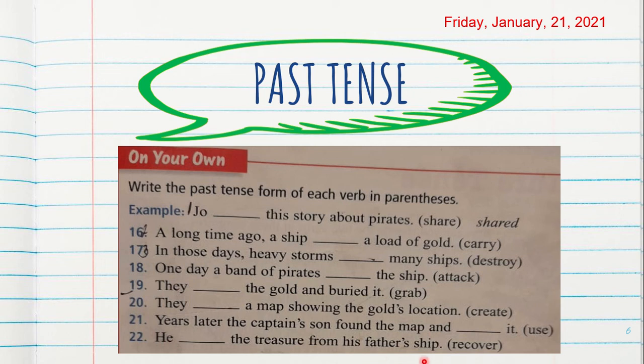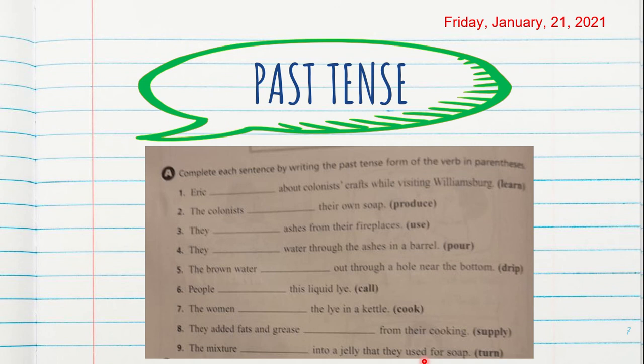Okay, now I want you to go to your workbook plus. This is on page 46. Let's read the instructions. Complete each sentence by writing the past tense form of the verb in parentheses. It's the same that we did on our notebooks, okay?